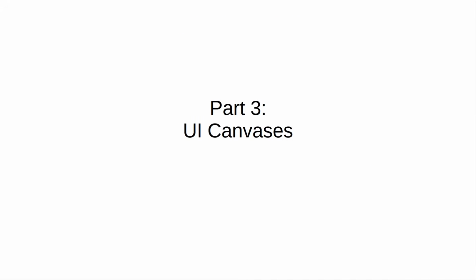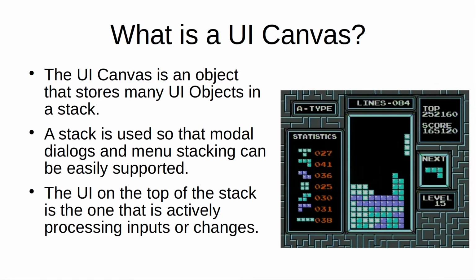UI canvases. What is a UI canvas? The UI canvas is an object that stores many UI objects in a stack. A stack is used so that modal dialogues and menu stacking can be easily supported. So for example, imagine you are on the overworld of some game, and then you press the start button. That would push the start menu on the stack, right? Now let's say I want to check my inventory, and that pops up another menu.